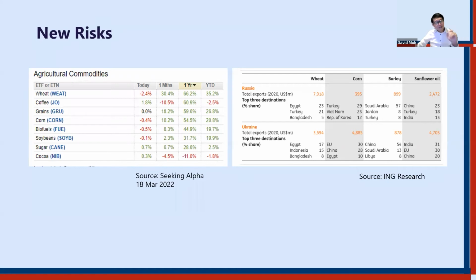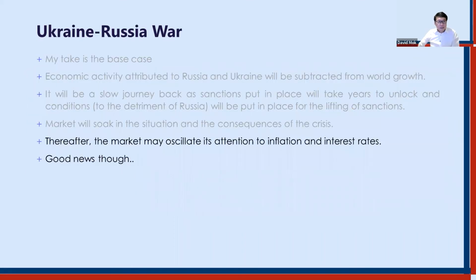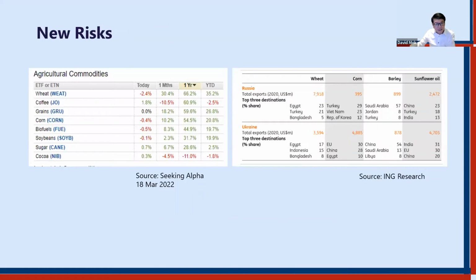So I was telling another group last week that thank goodness we're eating rice in Asia. Rice is still okay and hasn't gone up so much. But we eat a lot of wheat, I think you all know, in Asia as well. So we are affected, unfortunately. It's unfortunate.